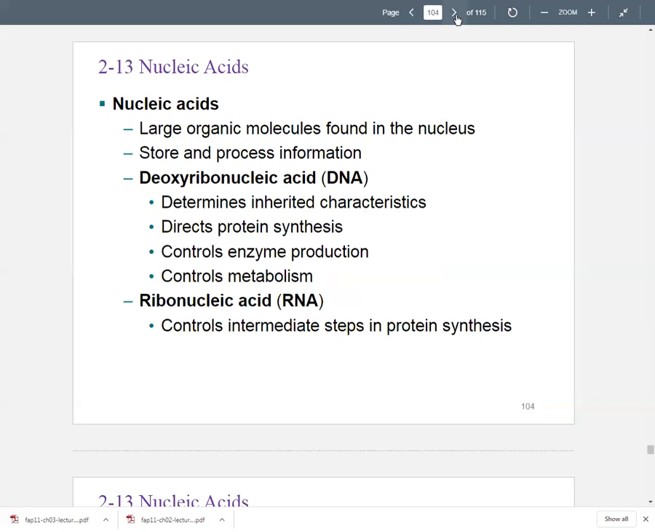Okay, so let's finish up with nucleic acids. These are large organic molecules, and you'll see them in the nucleus of your cells. What are they for? For information storage and processing. Your classic examples of nucleic acids are DNA and RNA. DNA stands for deoxyribonucleic acid. Okay? It's what determines your inherited characteristics.